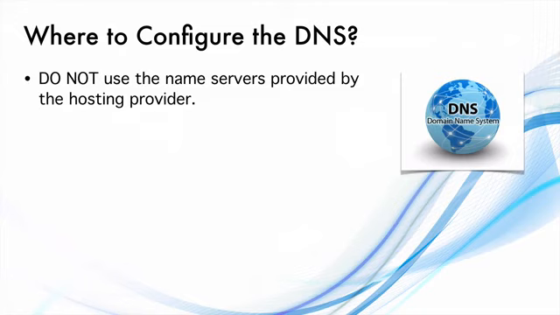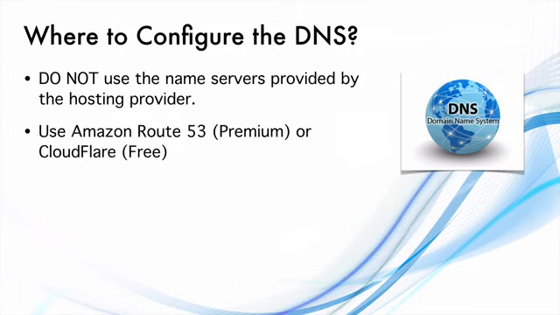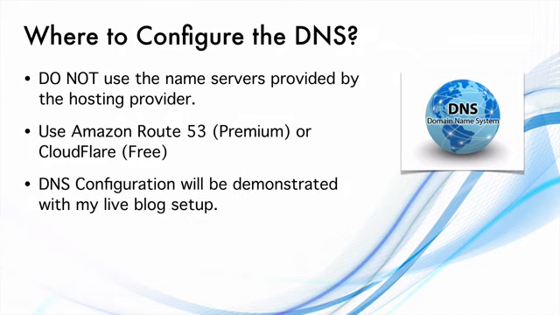However, from what I have seen, if you sign up on GoDaddy, then you will be able to do custom configuration. So as much as possible, do not use the name servers provided by the hosting provider. Go ahead and use Amazon Route 53 or Cloudflare. I will be explaining how to use Amazon Route 53 or Cloudflare in the future videos when I set up my own blog, and you will clearly understand how the different record types work and how the IP address pointing works. But for now, just understand that you should not use the name servers provided by the hosting provider.